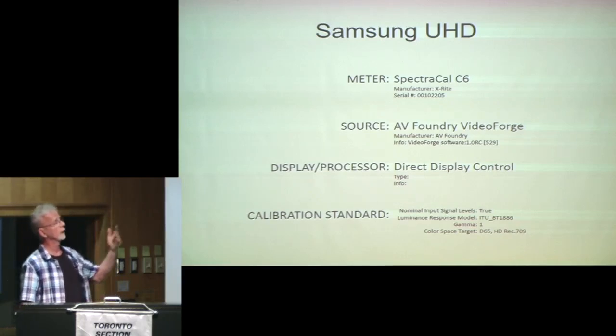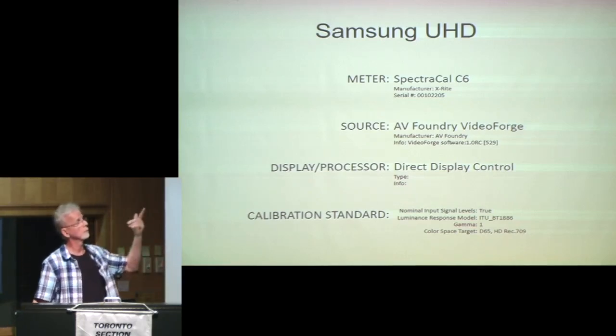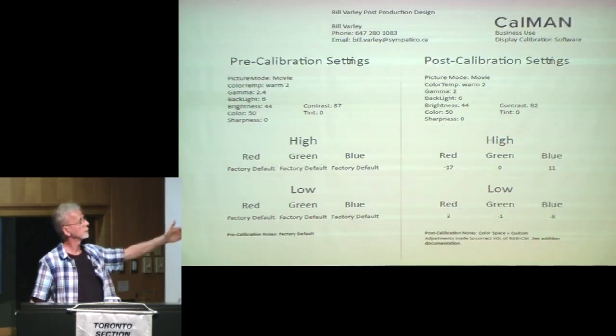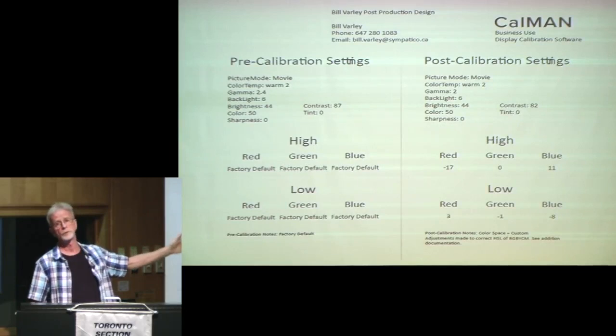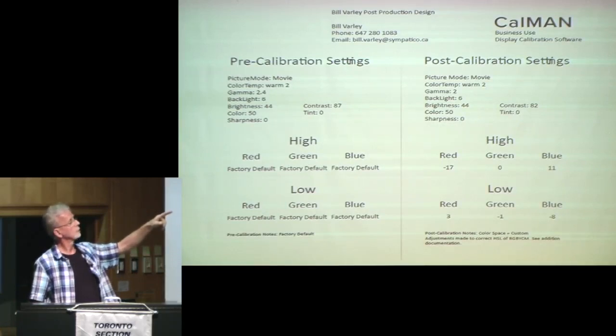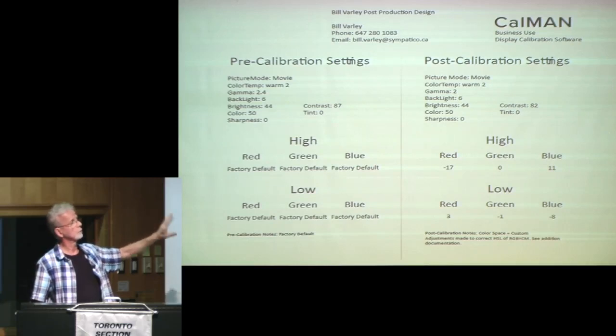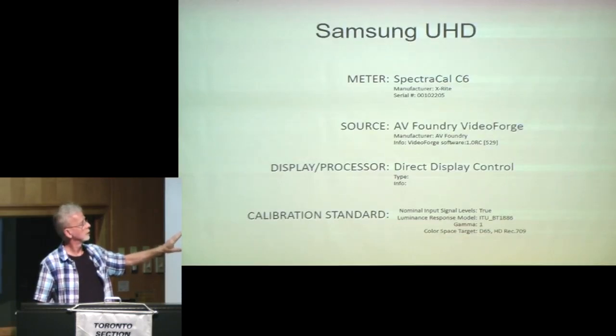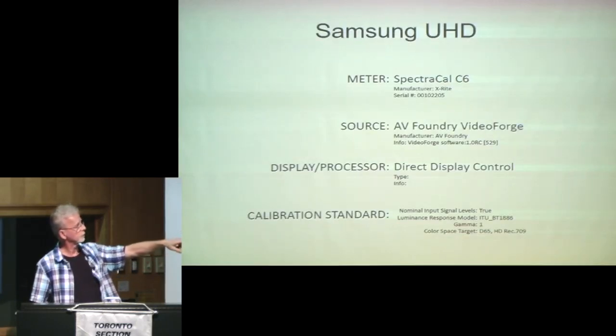It shows the technology that I use, the meters I use, the name of the display itself, my pre-calibration readings. In this particular case, it was all just default. I did not change the picture mode because the client had already selected movie, and that was the closest one for the standard that they wanted, which was Rec 709 with a DT 1886 curve.